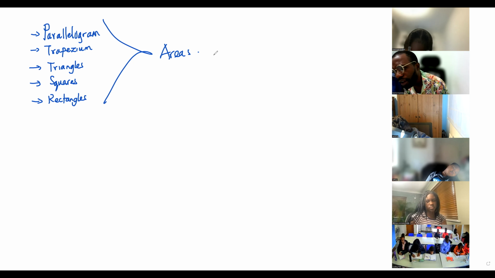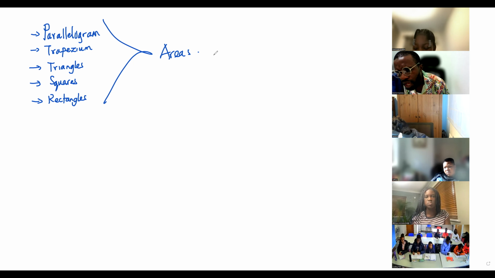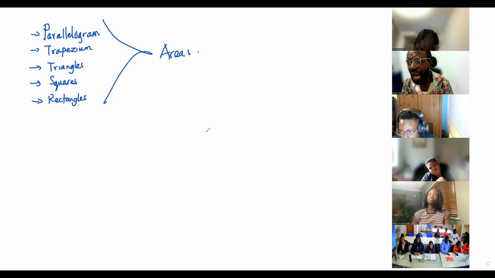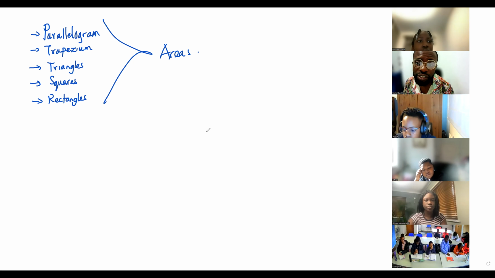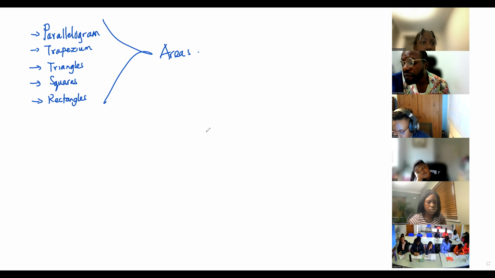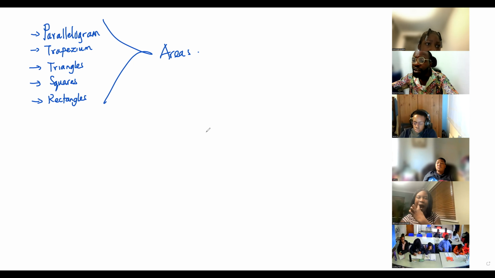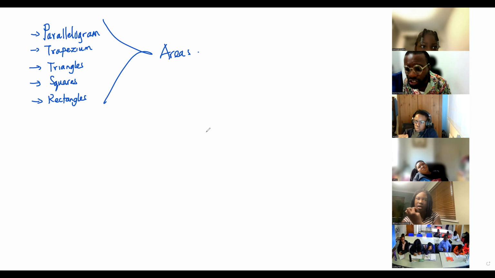So we talked about area. Jeffrey, is that Jeffrey? Oh, okay. So we learned about areas. I would say a plane shape is a flat surface shape. And when you're talking about the area, you're talking about the area enclosed within the shape.